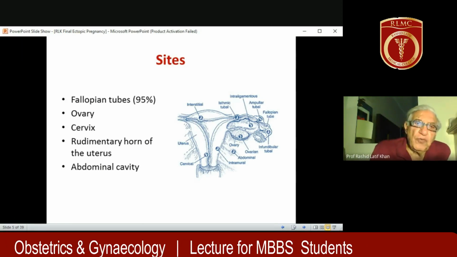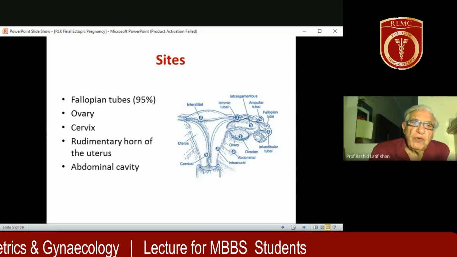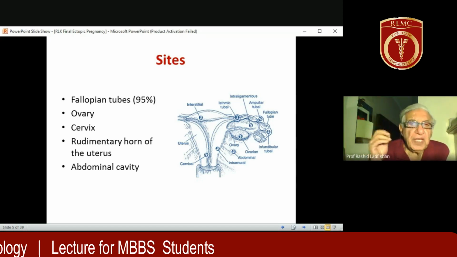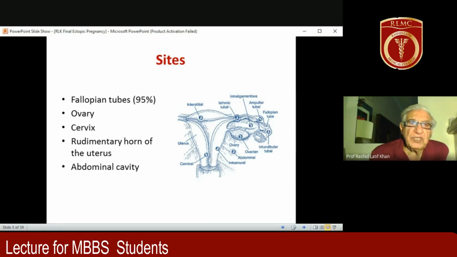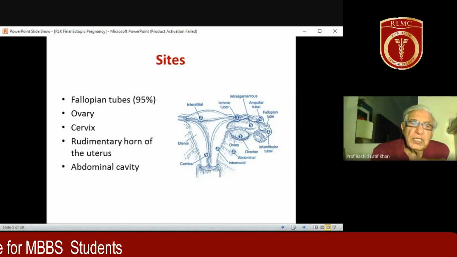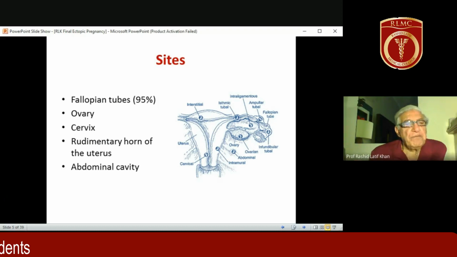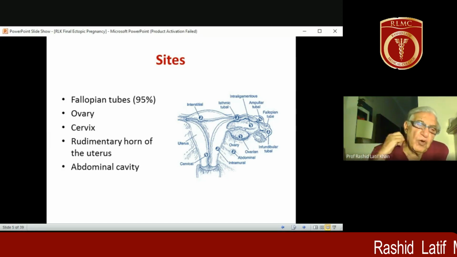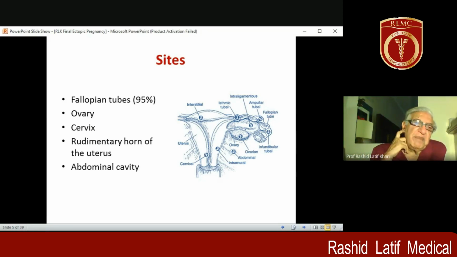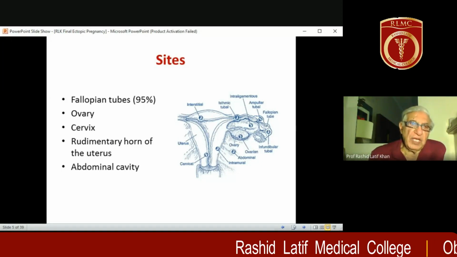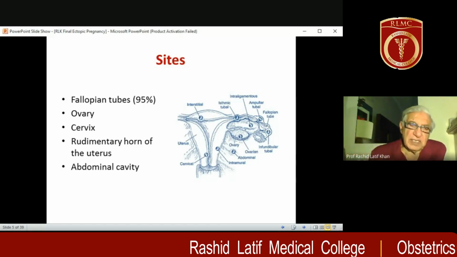It could be in the ovary. That means the ovum is not released from the ovary. The fertilized egg remains in the ovary because it gets fertilized in the Graafian follicle. And because the sperms are so aggressive, they reach the ovary through the fallopian tube. So the fertilized egg remains in the ovary, and so it will be an ectopic pregnancy in the ovary. Very uncommon, but it does happen.